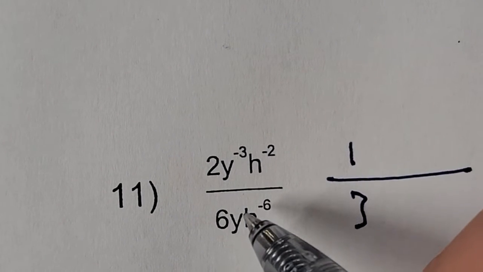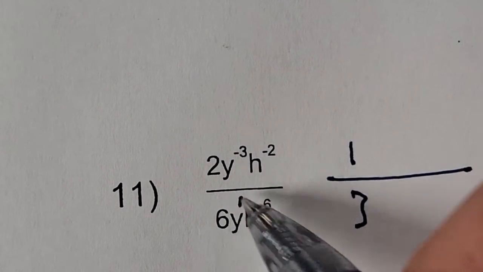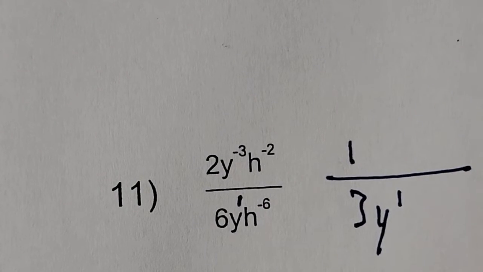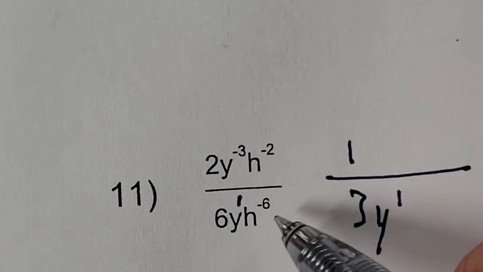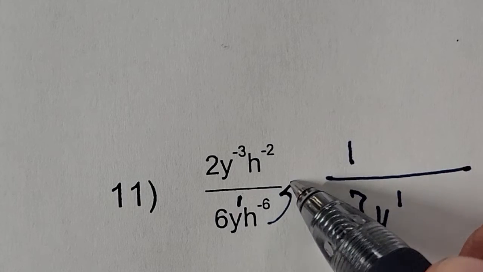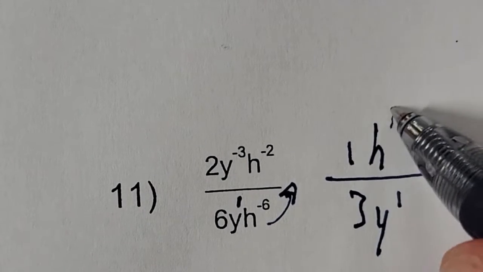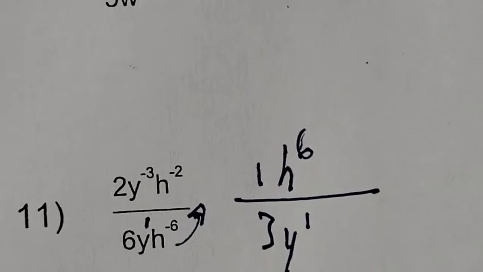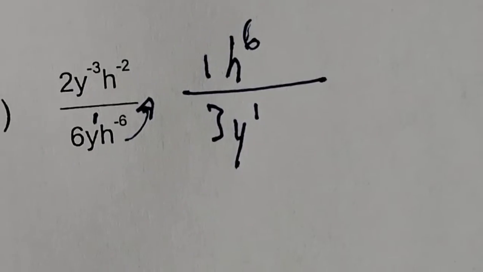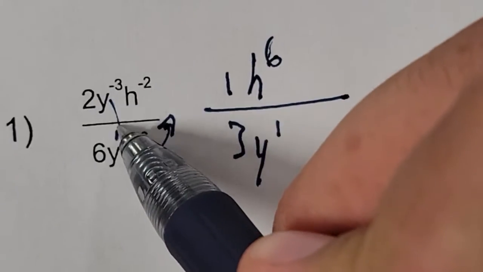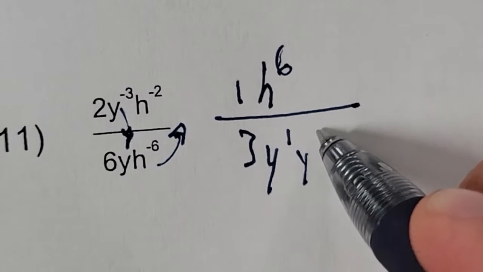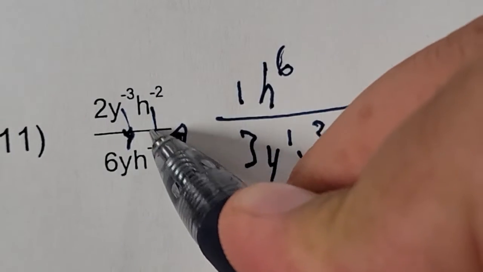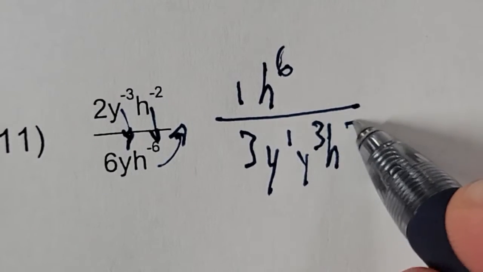Now look, this y, remember that's a 1, this is a positive 1. So that means that the y to the 1 stays there. But all these other things are going to move. This h to the negative 6 is going to go this way. So I'm going to put h and it turns into a positive 6. Okay? Now, this y to the negative 3 is coming down here and it turns positive 3. The h with the negative 2 goes to the bottom, turns into a positive 2.